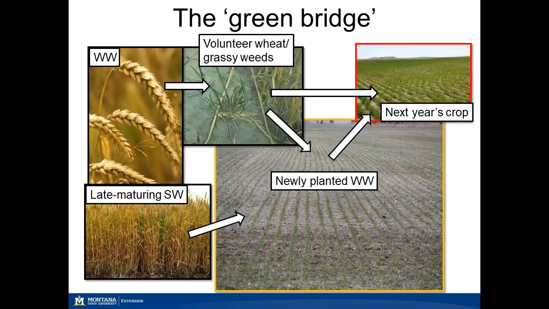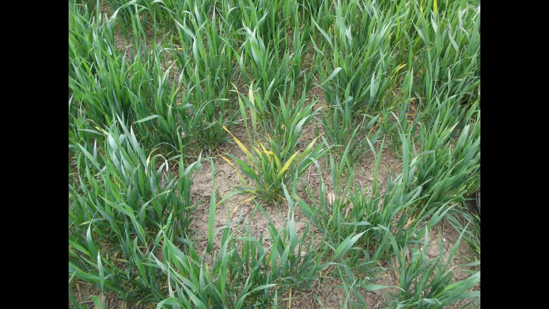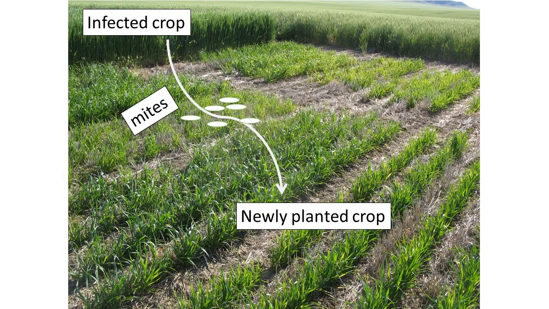Management of the disease is primarily accomplished by eliminating the green bridge, the presence of green plant material between the harvest of one crop and the planting of the next. Epidemics are primarily associated with hail events near crop maturity due to the volunteer wheat creating a green bridge. Epidemics can also spread when infected spring wheat is harvested next to emerged winter wheat in the fall, since mites are looking for green plant material to live on.